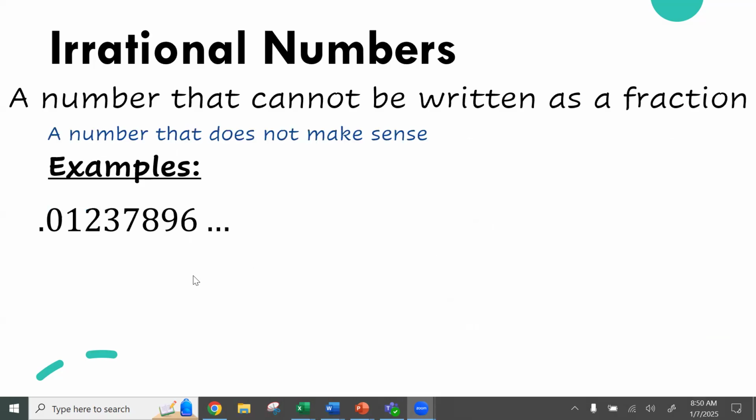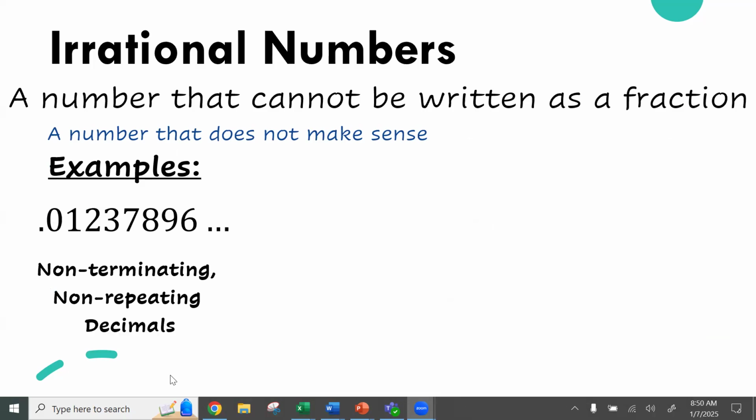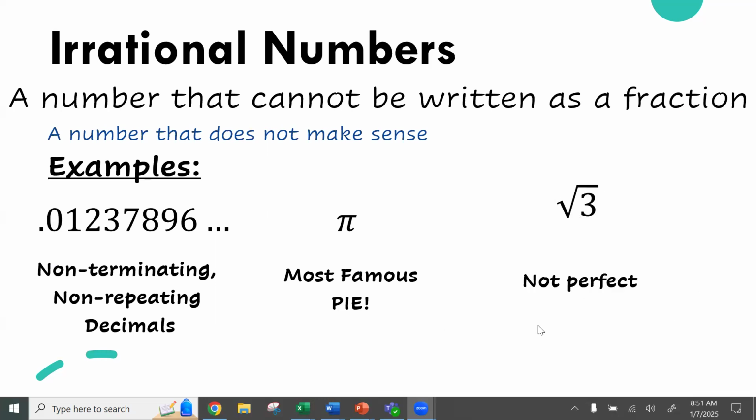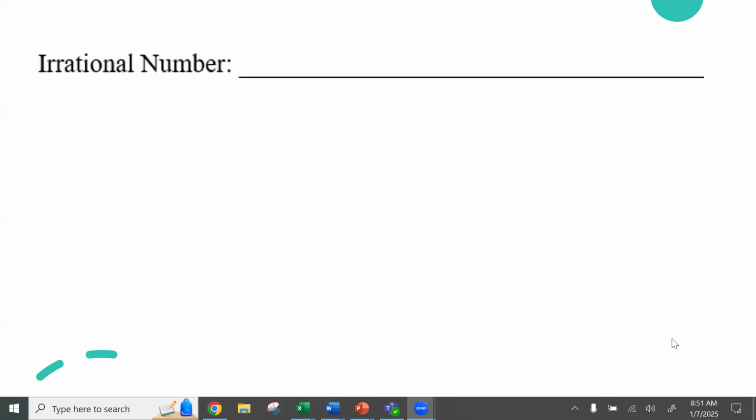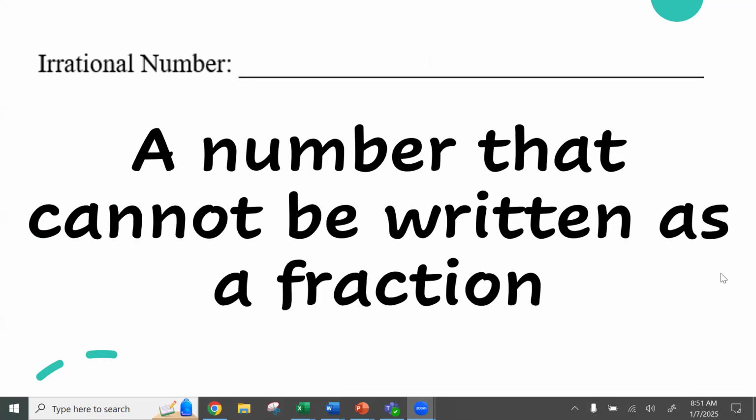So examples: 0.1237896, dot, dot, dot. The dot, dot, dot means that it goes on forever, and I can't see a pattern. Can you? So non-terminating, which means it doesn't stop, and non-repeating, so there's no repetition. Pi is the most famous one, and anything that's a square root of a non-perfect square. Those are all irrational. So an irrational number, one more time for the notes: a number that cannot be written as a fraction.